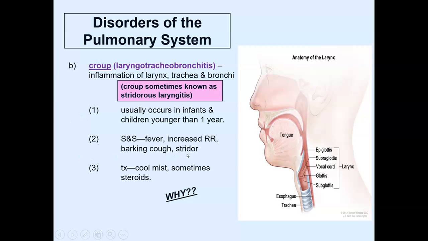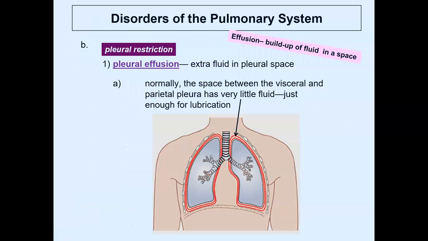So they will have that stridor. They may have a barking cough. They can have an increased respiratory rate. And again, because it is an infectious process, they may have a fever. What is the treatment? Well, it is often a cool mist, because cool mist will calm the inflamed tissue in the upper airway, and then sometimes steroids are also indicated. It just depends on the severity of the inflammation. Again, we know that often it is caused by a virus, and so antibiotics are not indicated with viral illnesses.